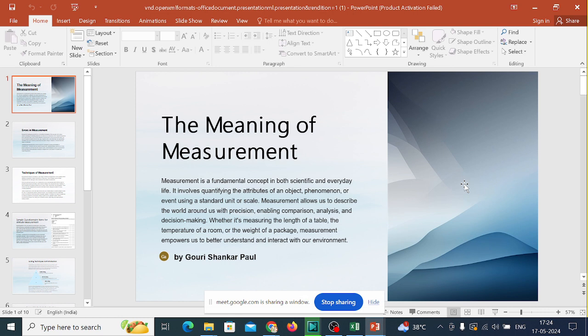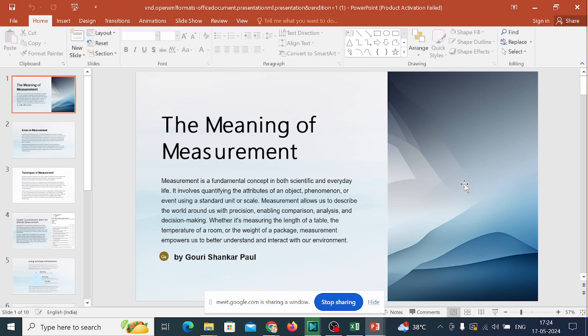Measurement can be analyzed in many areas. Sitting in the room, what is the measurement of the room in your office? What is the area of cross section of your chair where you are sitting? What are the measurements of the environment? What is the weight of the packet? What is the temperature of the particular room? What is the length of the table? Each and everything can be measured.